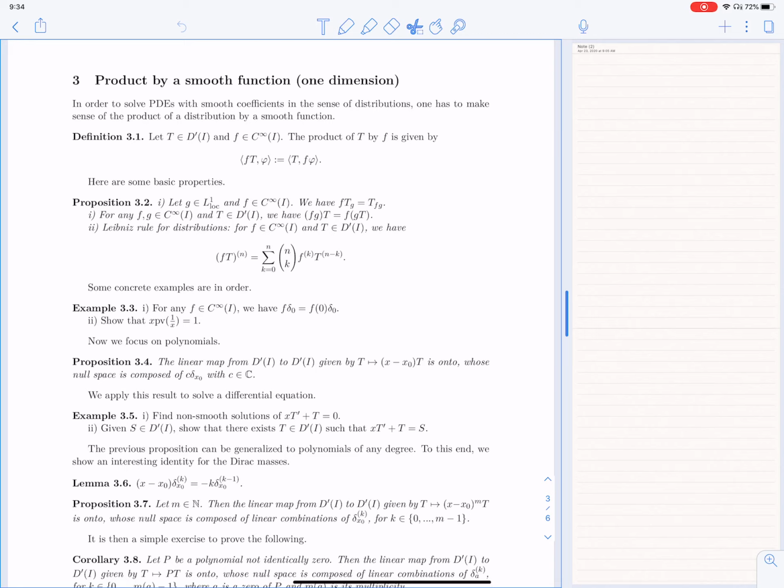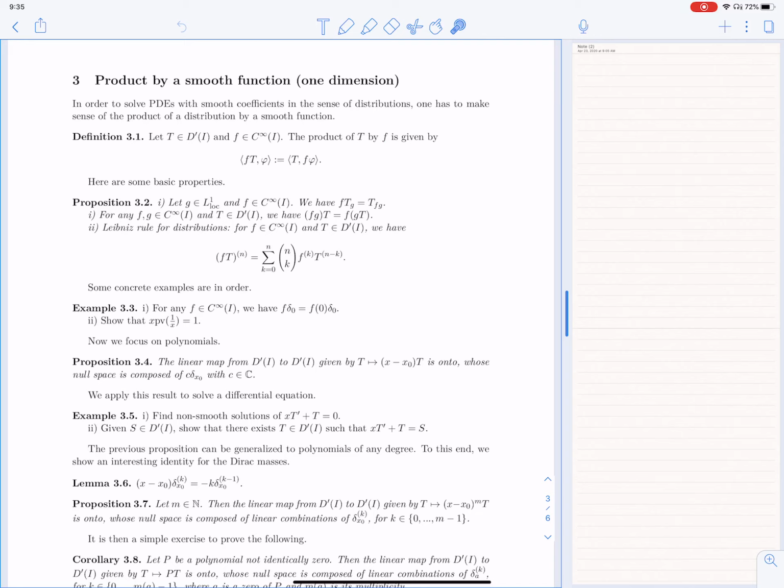If you have a PDE with derivatives of distributions and the coefficients are smooth, then such a product arises naturally. So let's first define what it is. We consider T a distribution and f a smooth function, a C infinity function, on the open set I. The product of T by f is given by this formula.